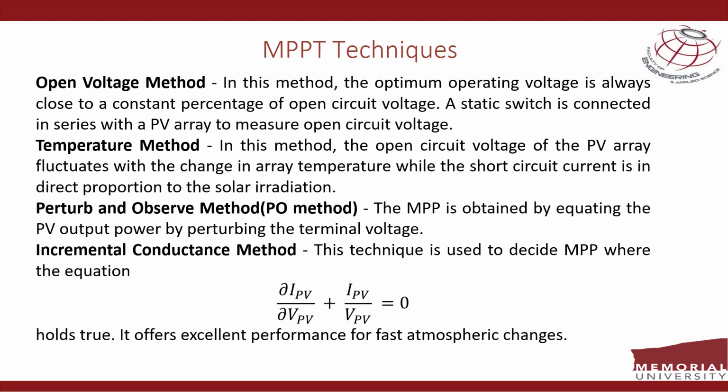The perturb and observe method is the fifth in the list, which is also known as the PO method. It is the most effective technique for MPPT, and in this method, maximum power point is obtained by comparing the PV output power by perturbing the terminal voltage. The last method is the incremental conductance method, which is used to decide maximum power point where the equation given in the slide holds true. It works very well in rapidly changing atmospheric conditions.